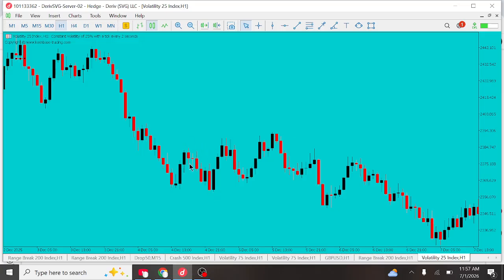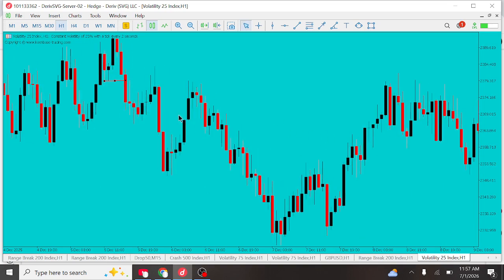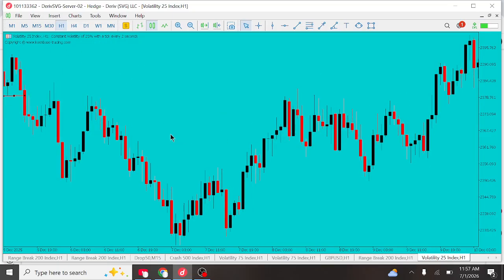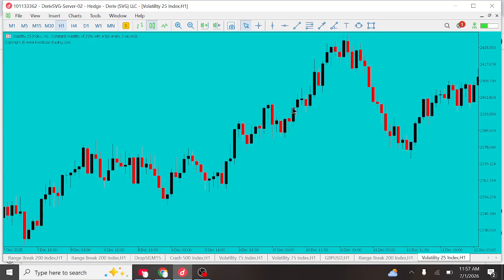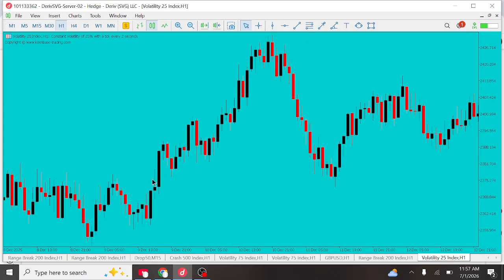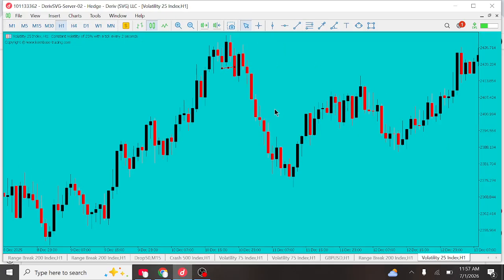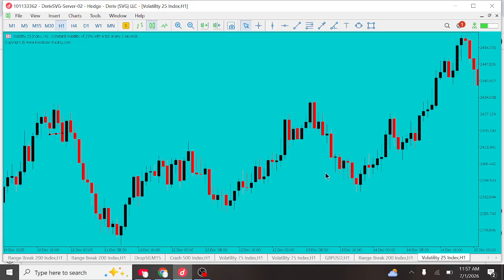We have a structure here. This is high, low, high, low, high, low. Can you see that? You sell here, stop loss above here, price pushes to the downside. Very, very simple. Let's look at this. We have high, low, high, low, high, low. You see that we have a change of character here. You sell, put your stop loss above, price drops to the downside. So that is how to do it.